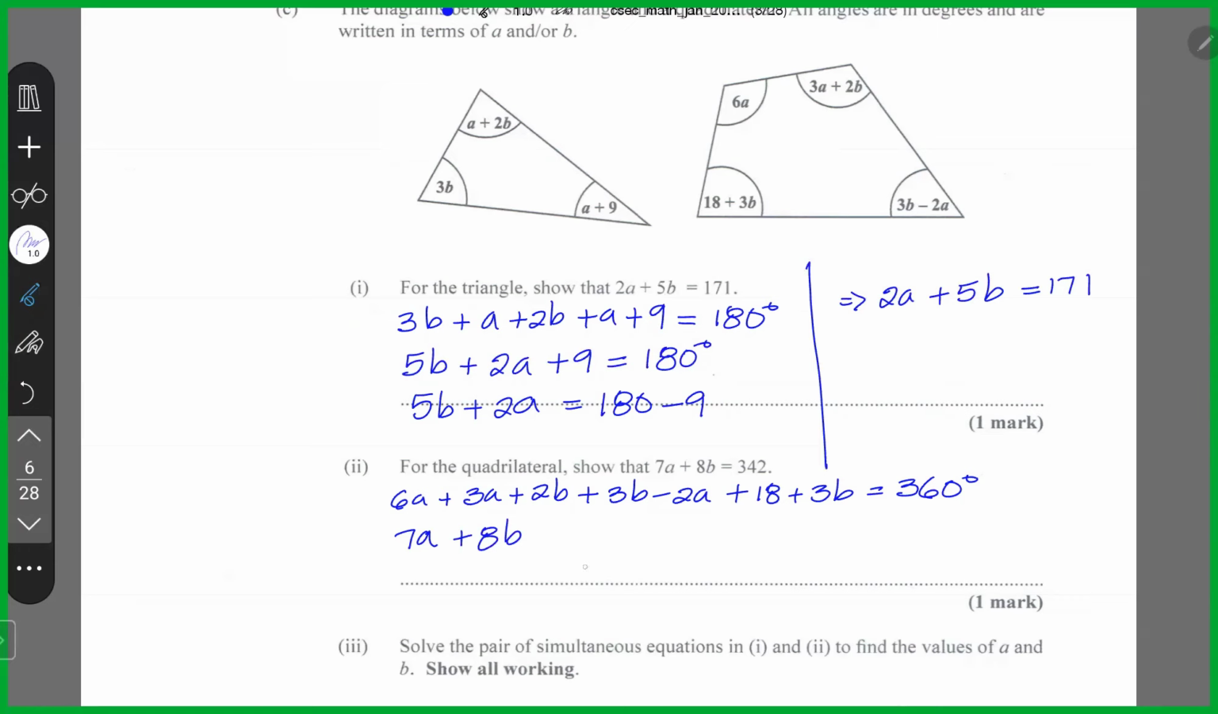And then the only number we have on the left is 18. So 7A plus 8B plus 18 is equal to 360 degrees. So 7A plus 8B is equal to 360 minus 18. 7A plus 8B is equal to 342. And of course, this is degrees.